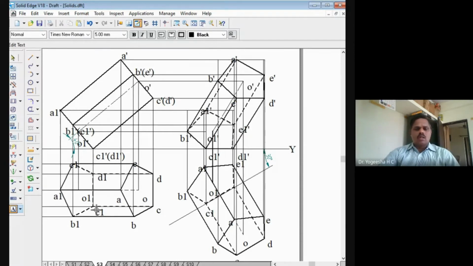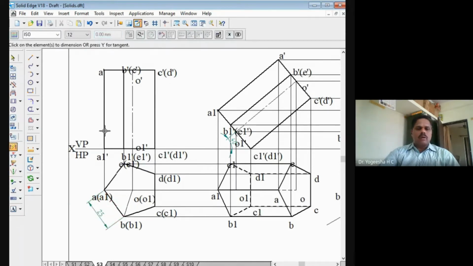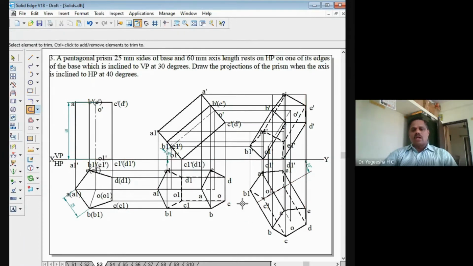The leftover thing is you have to mark the dimensions here. Take the dimension tool and dimension this one, that is 25 mm, and the axis height is 60 mm. So this is the solution for the problem. What they have asked is to draw the projections of the prism when the axis is inclined to HP at 40 degrees and the resting side is inclined to VP at 30 degrees. Extra lines can be trimmed off here. So this is your first problem of today.